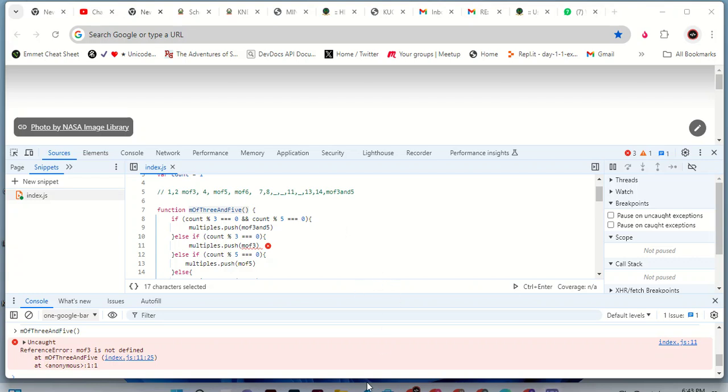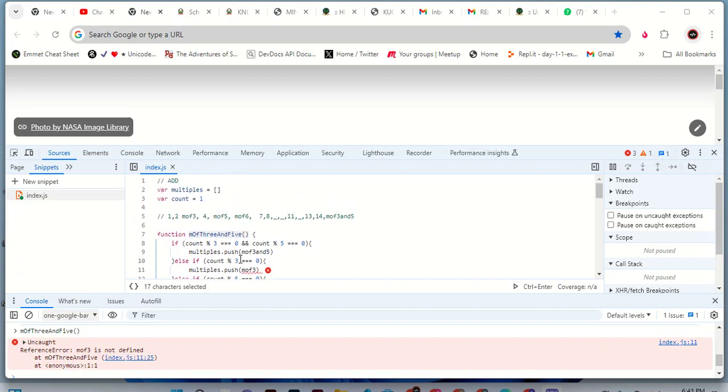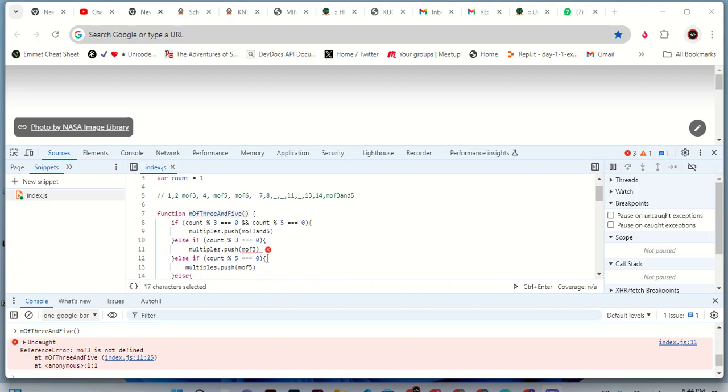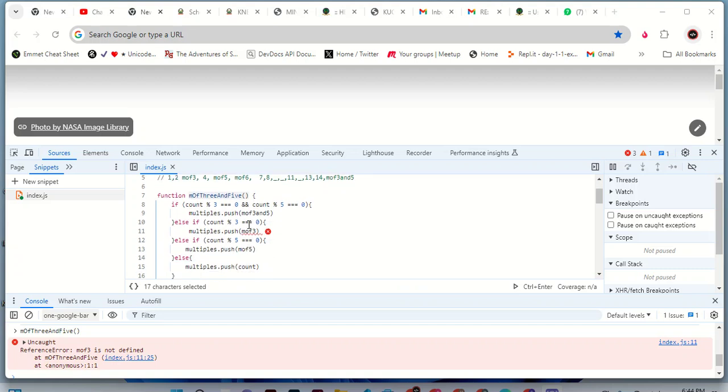Let's look at it together. Multiples.push. You see, it's not defined. It is not defined because this one is not recognized as anything, because it's not a bool, it is not a string, it is not a number, it is not an integer.